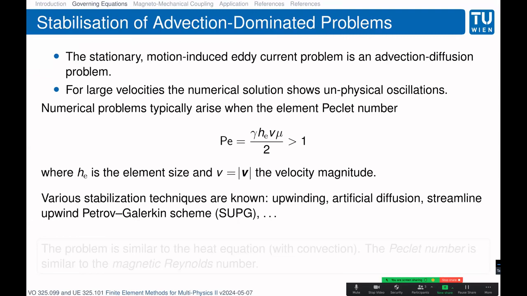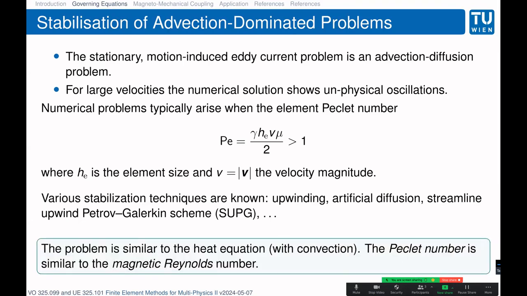There are various stabilization techniques. The simplest form is standard upwinding. Basically, you have to modify your ansatz functions depending on your velocity to take the convection into account. There is artificial diffusion, streamline upwind Petrov-Galerkin schemes, and many more. This is very similar to the model problem for this, which is, of course, the heat equation with convective terms, the classical advection-diffusion equation.